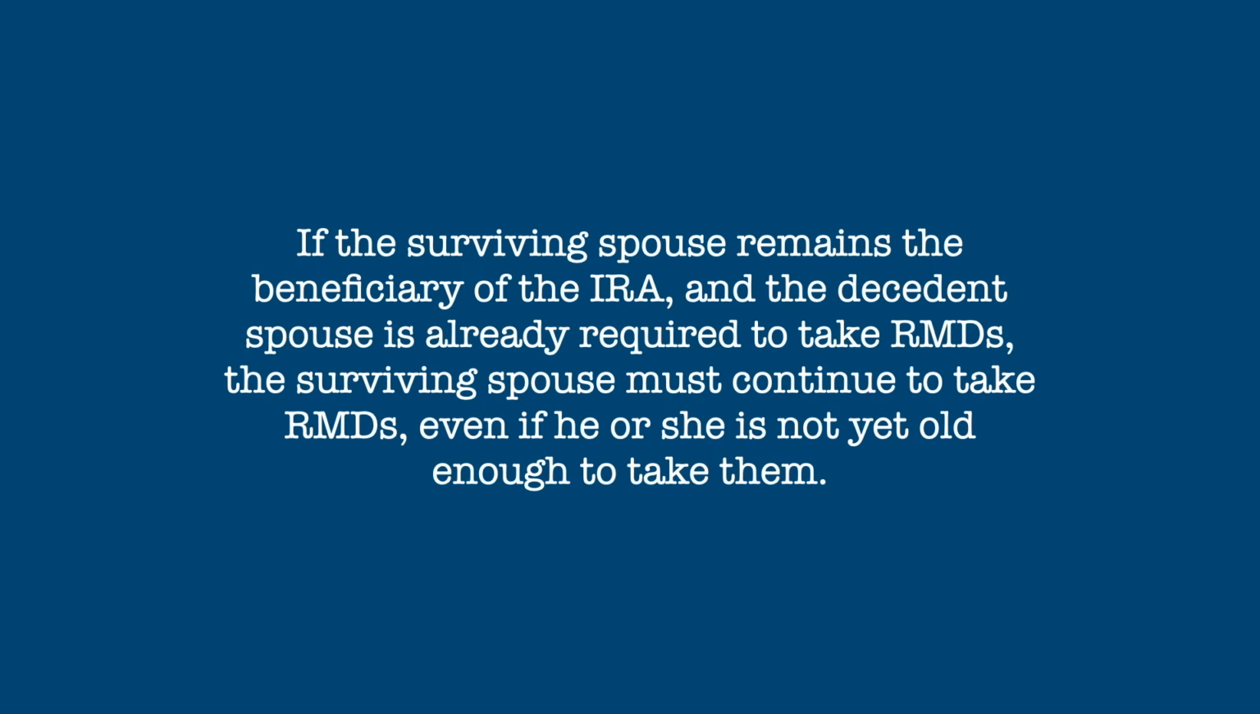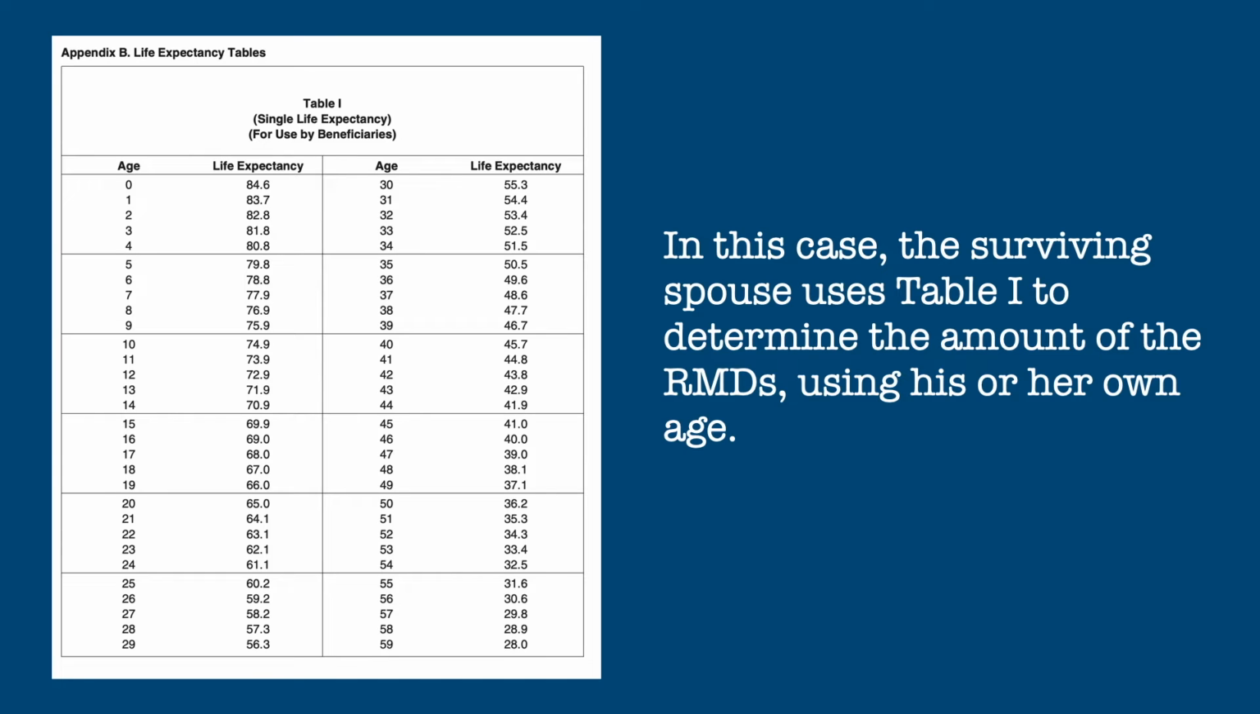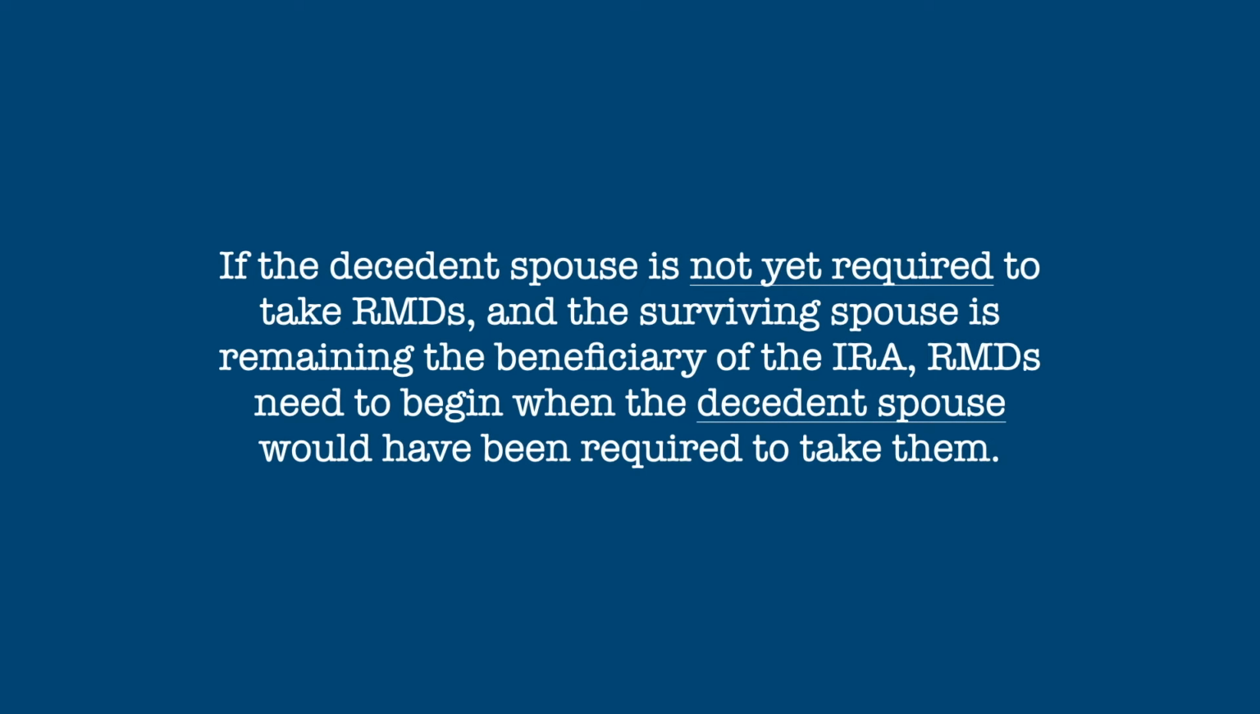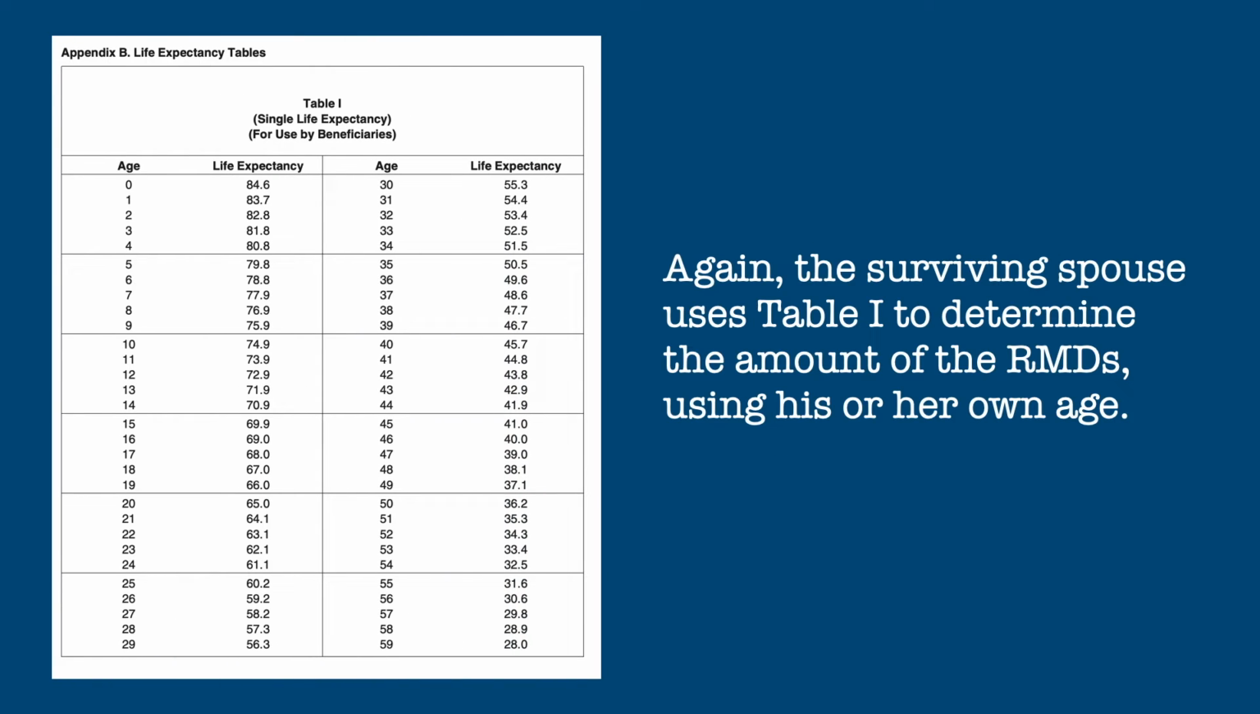If the surviving spouse remains the beneficiary of the IRA and the decedent spouse is already required to take RMDs, the surviving spouse must continue to take RMDs even if he or she is not yet old enough to take them. In this case, the surviving spouse uses Table 1 to determine the amount of the RMDs using his or her own age. If the decedent spouse is not yet required to take RMDs and the surviving spouse is remaining the beneficiary of the IRA, RMDs need to begin when the decedent spouse would have been required to take them. Again, the surviving spouse uses Table 1 to determine the amount of the RMDs using his or her own age.